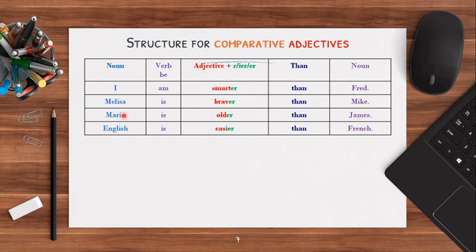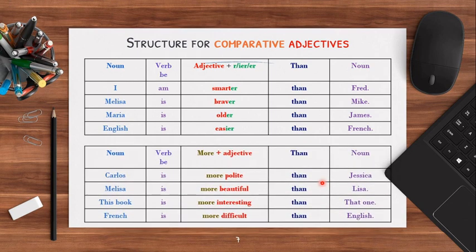So now, Maria is older than James. Or it can be the other way around. James is older than Maria. Maria is older than James, or James is older than Maria. It can be all the way around. English is easier than French. And if you think French is easier than English, you can have it that way or the other way around.